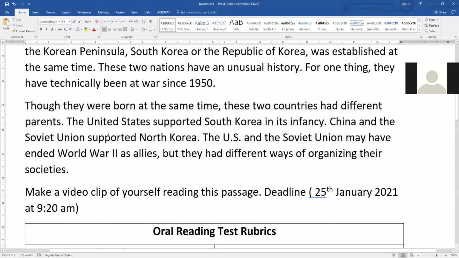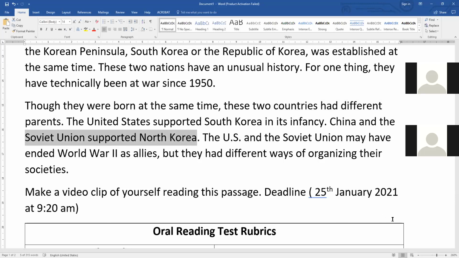Countries have different parents. Different. Okay, thank you. Next. In infancy. Thank you. Next. Soviet Union supported North Korea. Soviet Union. Okay, thank you.